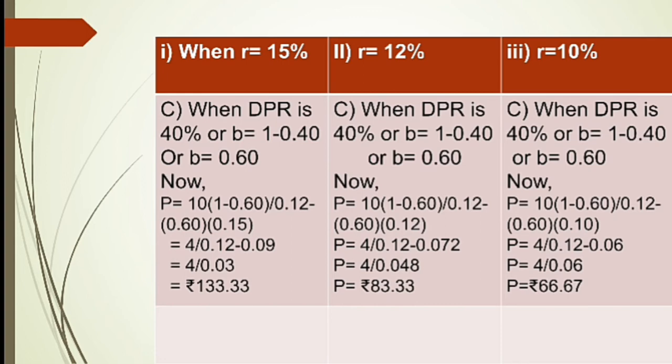And now the second condition, when R is 12%. The B value is the same, that is 0.60. Just put the value in the given formula.